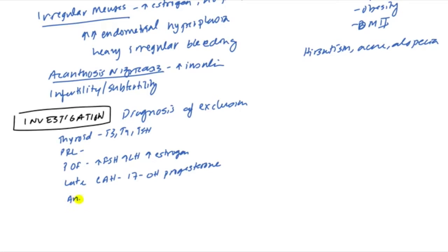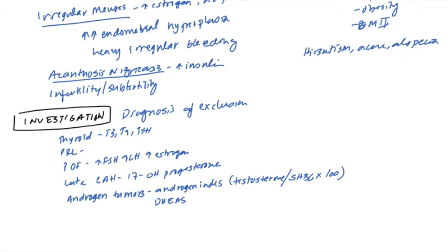You also want to rule out androgen tumors, and you would do this by looking at, of course, the androgen index. The androgen index is going to be your testosterone levels divided by your sex hormone binding globulin times 100. And you can also check your DHEAS, which is the testosterone that's produced by your adrenal glands. And if they have symptoms of Cushing's, you might want to rule out Cushing's, and this is done with the dexamethasone, the low dose, and the high dose.